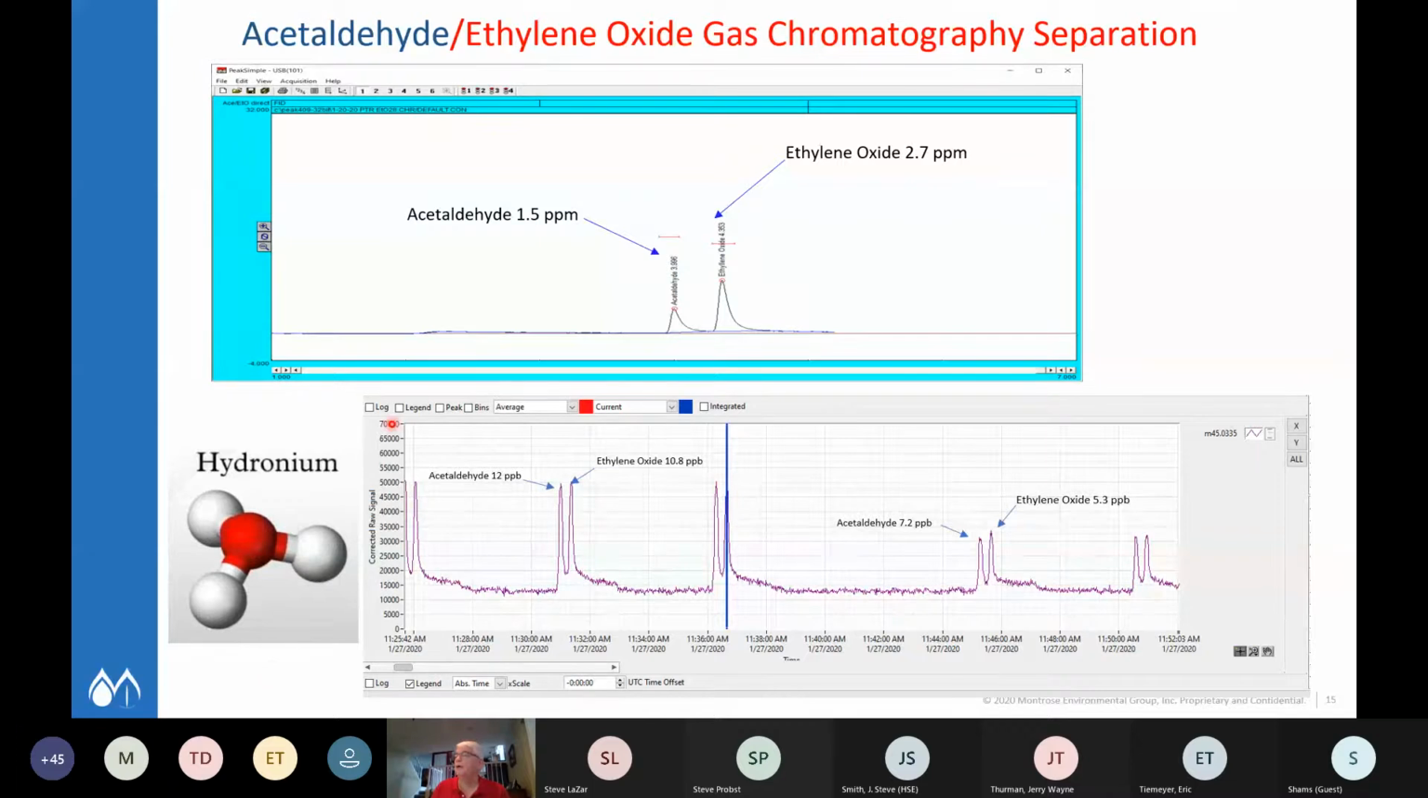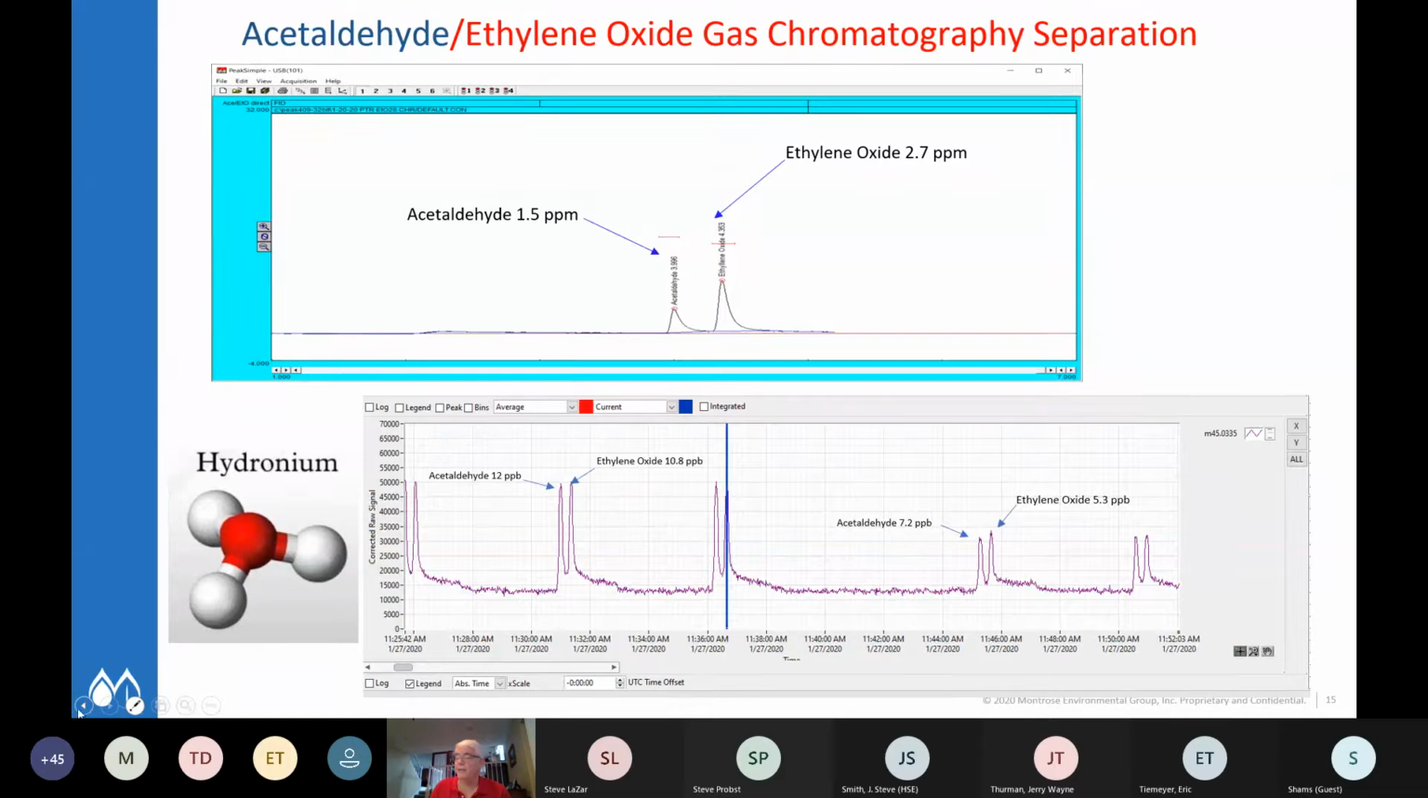The problem with this is you can't really use this for ambient screening because you're looking at a 5-minute injection here and a little bit of re-equilibration time. So you're only going to get these about every, if you look on here, about every 8 minutes or so. So there is a time delay. It's not really real time. It is great if you're doing a Method 18 compliance test.